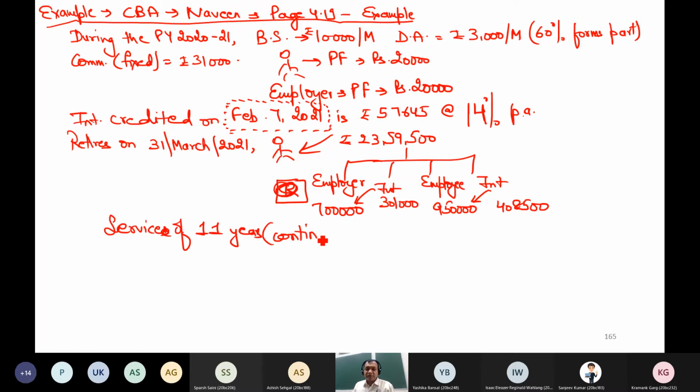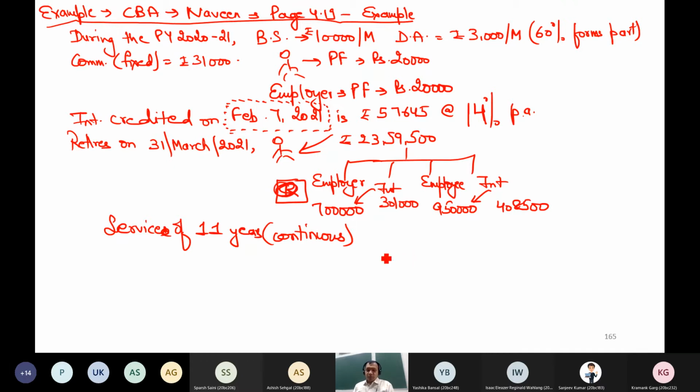Do you know what the relevance of this line is? Continuous service of 11 years. Where will I use this? Hurry up, try to tell me where I will use it. In RPF, it will be exempt only if services are rendered for 5 years or more. Yes, so if this provident fund is RPF... I don't know yet which provident fund this is. Only PF is written. The examiner has to tell me which provident fund this is. Otherwise, I cannot assume any provident fund myself. If this PF is RPF, then the lump sum payment of 23,59,500 will become tax free. That is the relevance of this line.